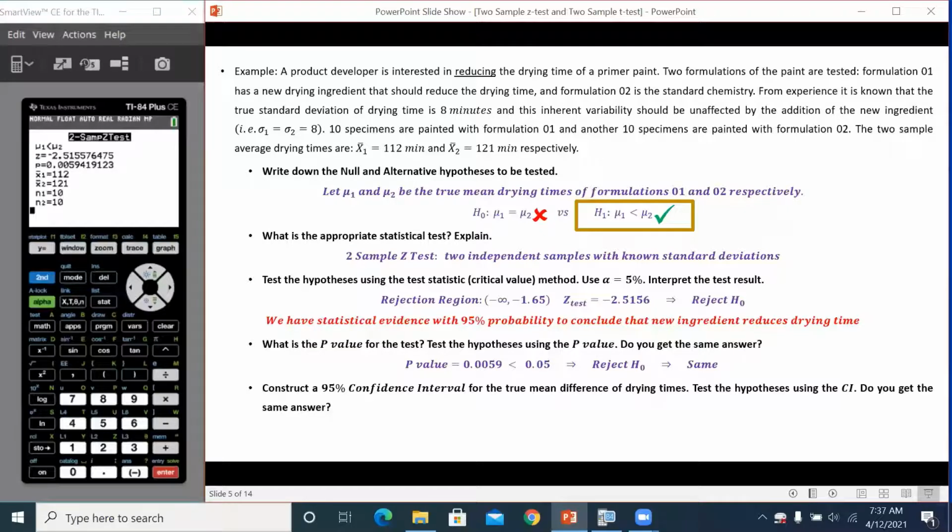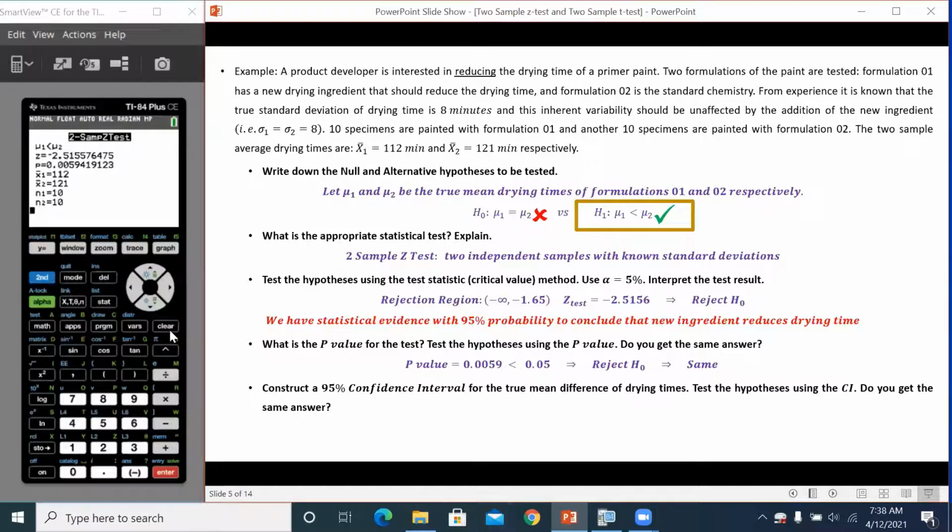Then, the next question. Construct a 95% confidence interval for the true mean difference of drying times. Test the hypothesis using the confidence interval. Do you get the same answer? Okay, let's go to the calculator again. This is a left-sided test. Therefore, we need a 95% lower z confidence interval. Since the calculator does only two-sided z confidence intervals, we will do a 90% two-sided z confidence interval for the difference of the two means.